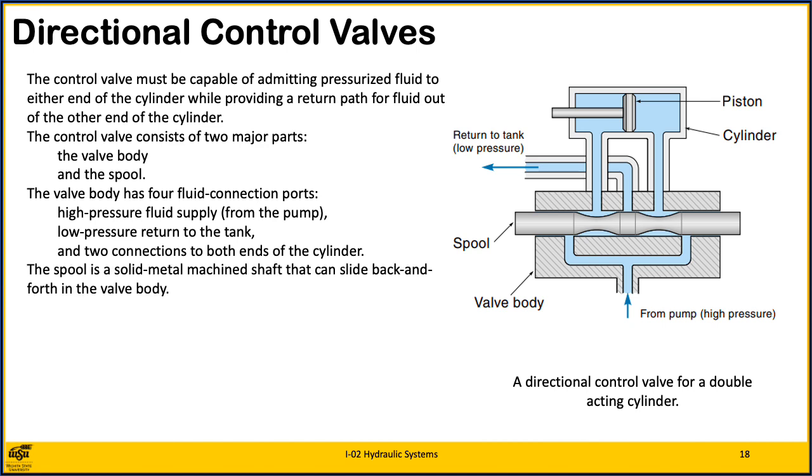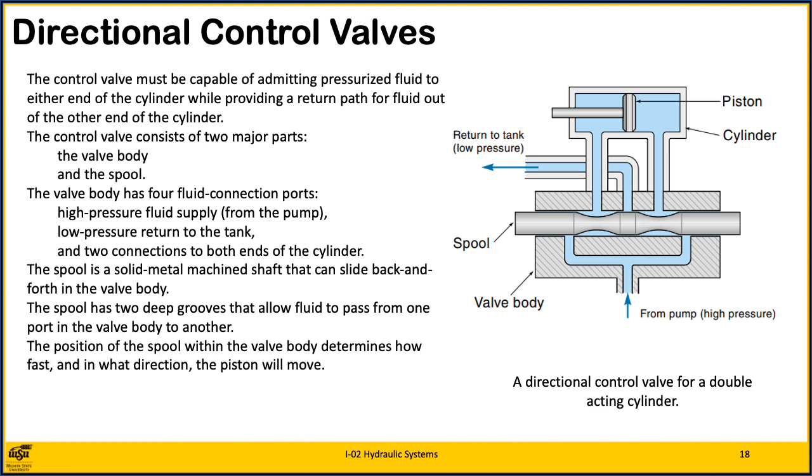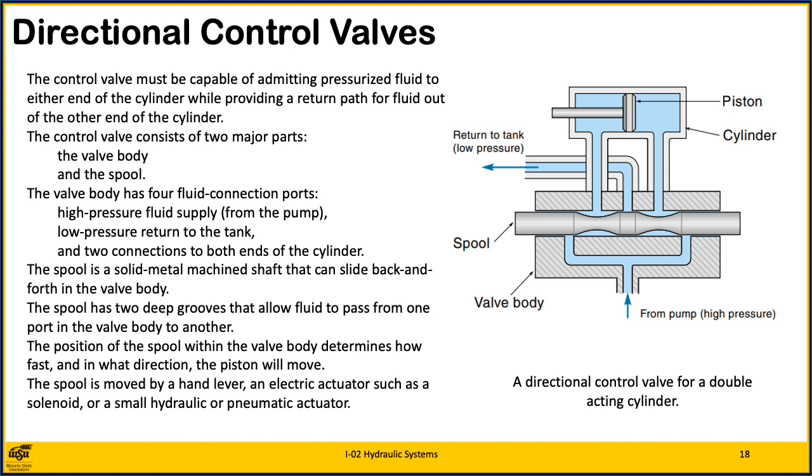The spool is a solid metal machined shaft that can slide back and forth in the valve body. The spool in this illustration has 2 deep grooves that allow fluid to pass from one port in the valve body to another. The position of the spool within the valve body determines how fast and in what direction the piston will move. The spool is moved by a hand lever, an electric actuator such as a solenoid, or a small hydraulic or pneumatic actuator.